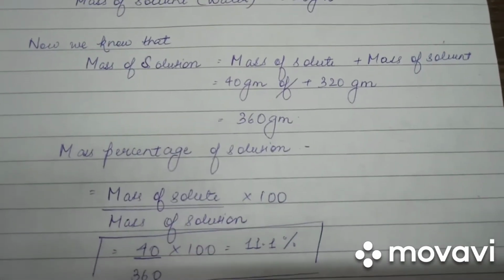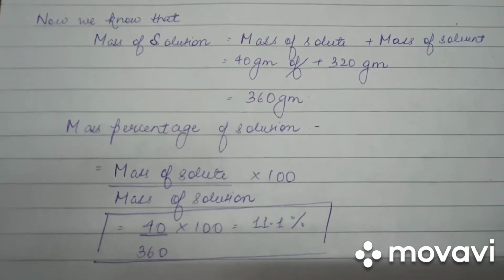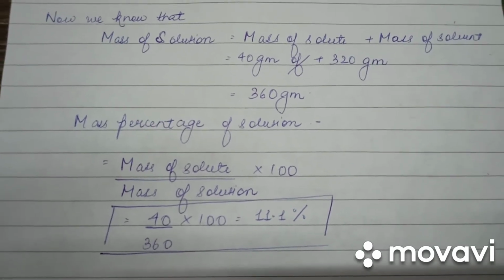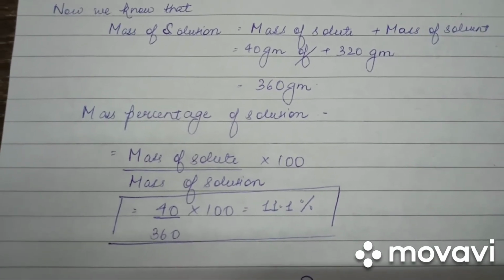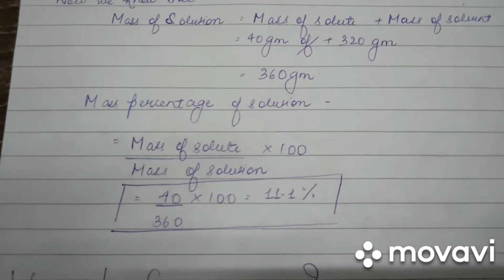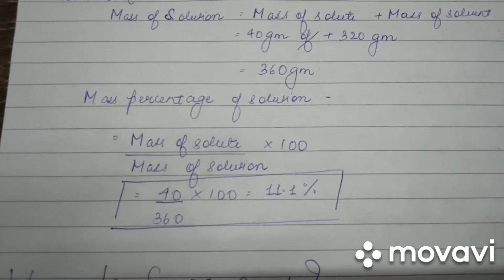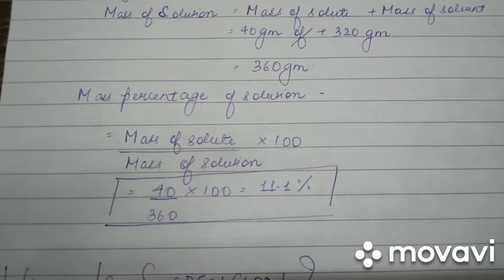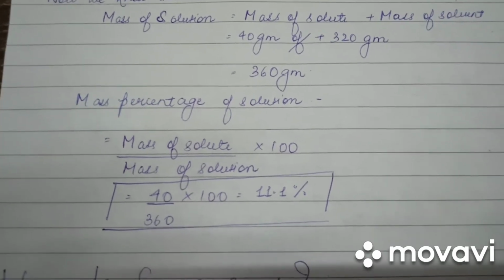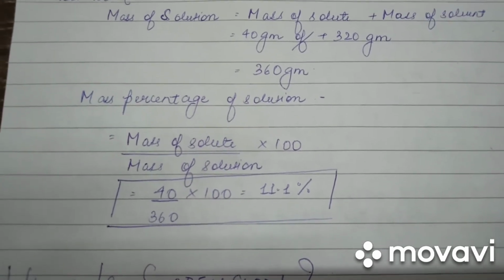Now calculating the mass percentage of the solution. As we discussed the formula, mass percentage of solution equals mass of solute upon mass of solution into 100. Therefore, we have 40 upon 360 into 100, which gives us 11.1%.